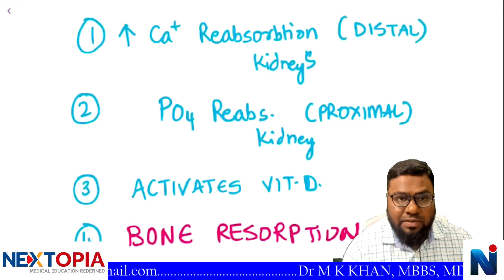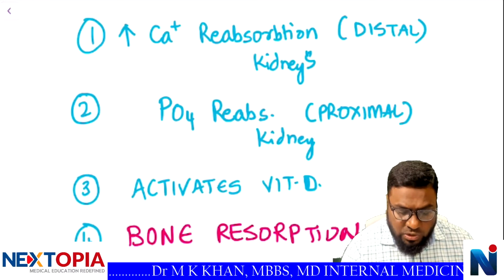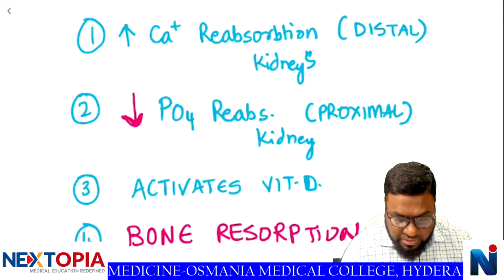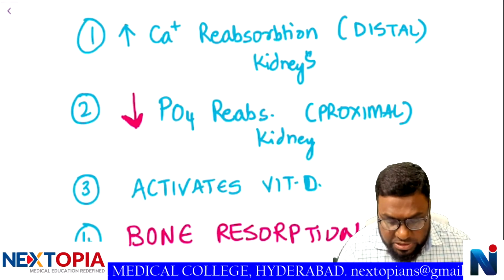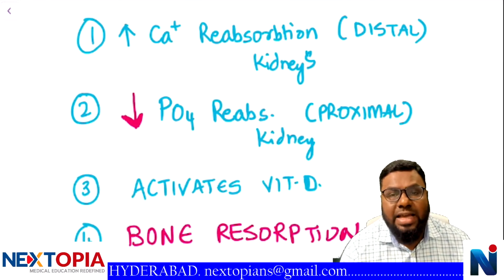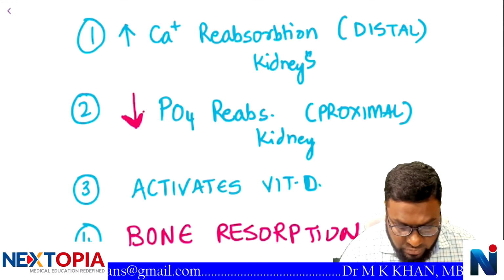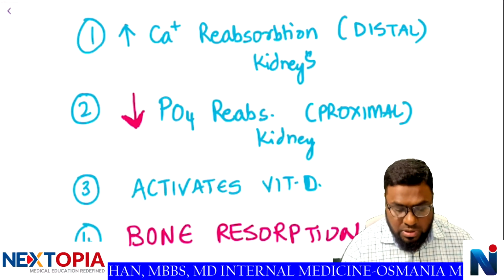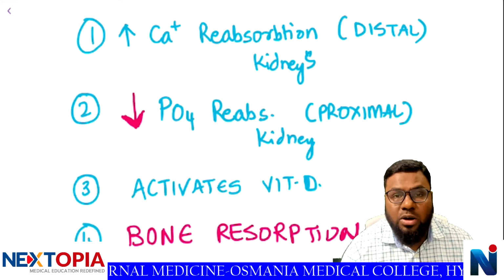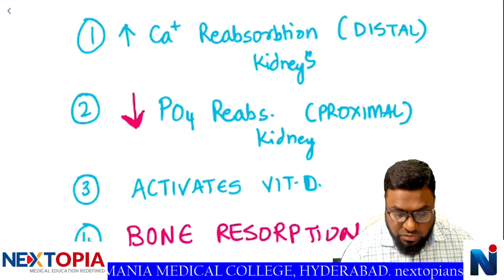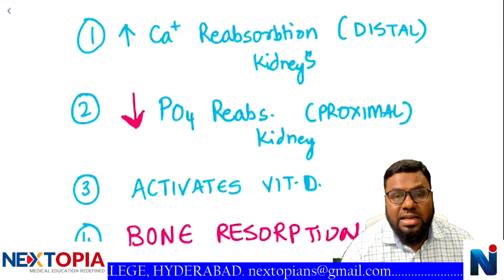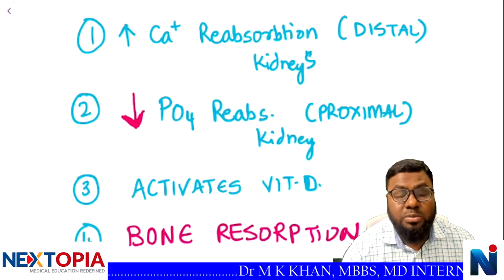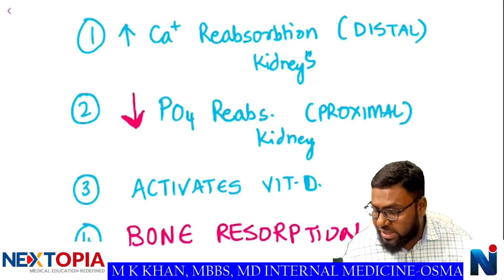So I revise. Parathormone increases the calcium reabsorption in the kidney. Parathormone inhibits the phosphate reabsorption in the kidney. Just now I told you it increases reabsorption. That is wrong. It decreases the phosphate reabsorption in the kidney, or promotes the excretion of phosphate. It activates vitamin D, and it promotes bone resorption. Bone resorption promotion is the most important effect of parathormone.